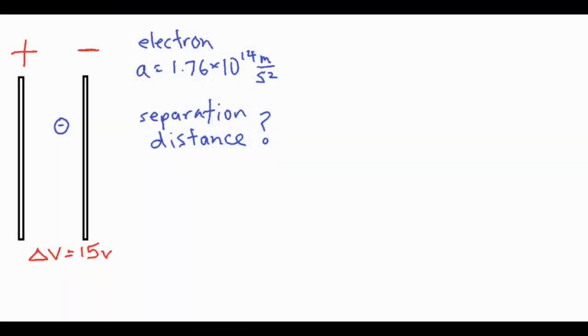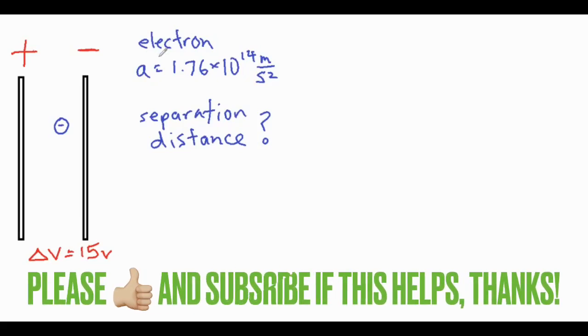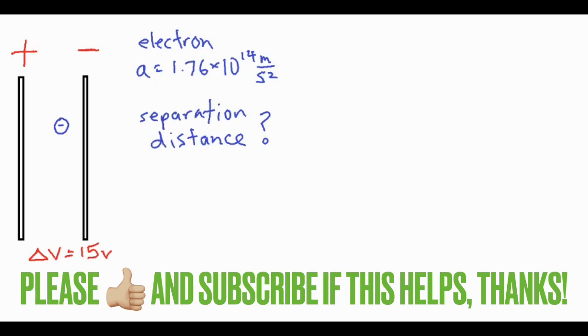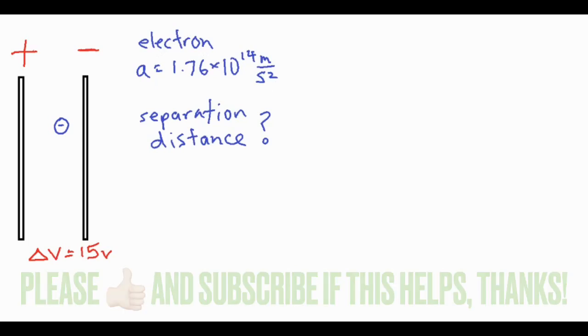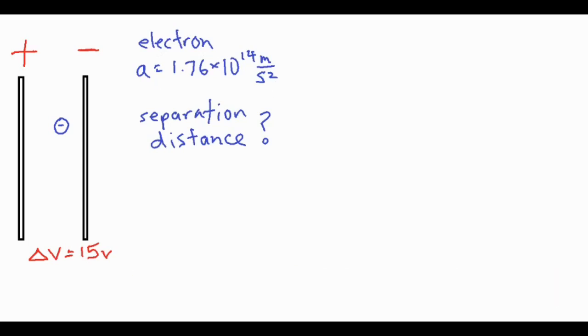In this video, we have two parallel plates next to each other with a delta V of 15 volts. And we're going to solve for the separation distance of these plates if we have an electron that's being accelerated at a rate of 1.76 times 10 to the 14th meters per second squared.